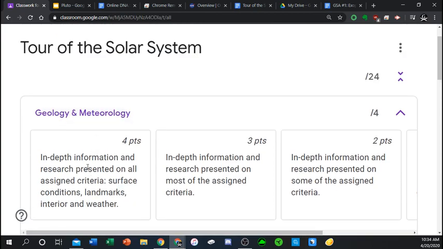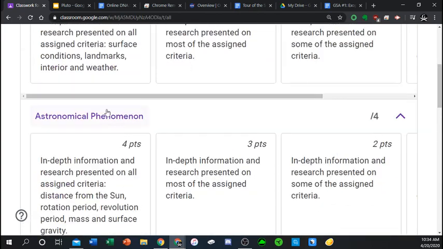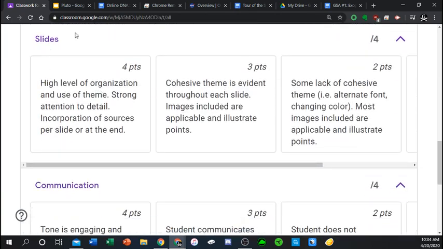These are all your content. All the slides for your content. The slides themselves have to have high-level organization. They have to have cohesive fonts. You're not playing with fonts all over the place. Colors aren't a mess. Images that are included are applicable. There's no memes in there.